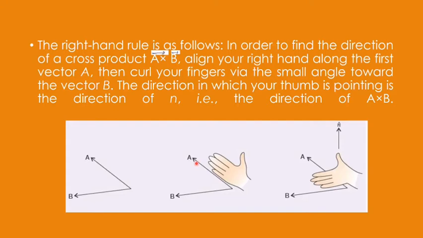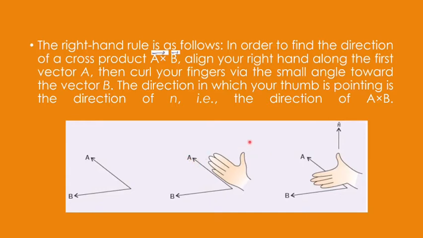Otherwise, if I keep my hand on the second vector first, B cross A, then I will be putting my fingers on the B vector and I will turn it towards the A vector. Then you can see your thumb is pointing inward into the notebook. So that is the inward direction, or away from you, and that is taken as negative. So the outward direction is taken as positive, the inward direction is taken as negative, by convention only.